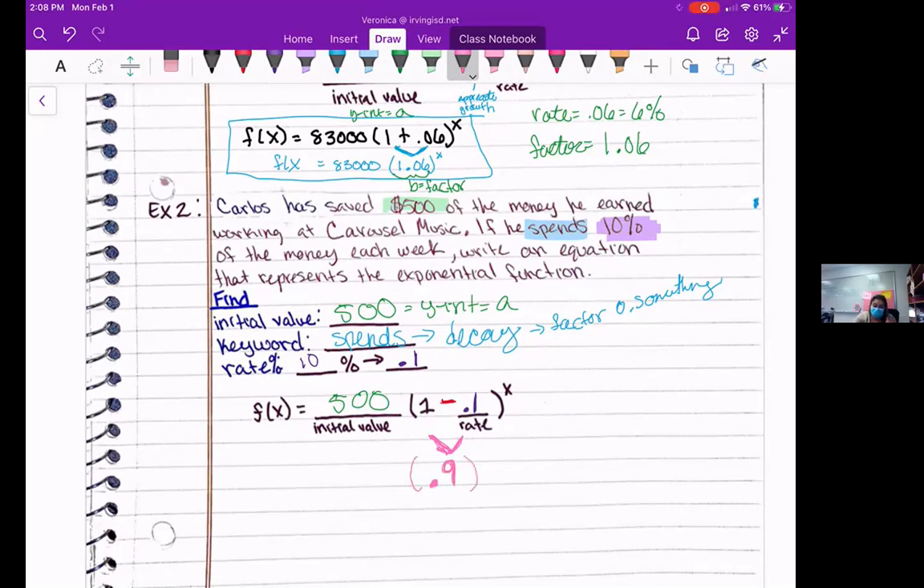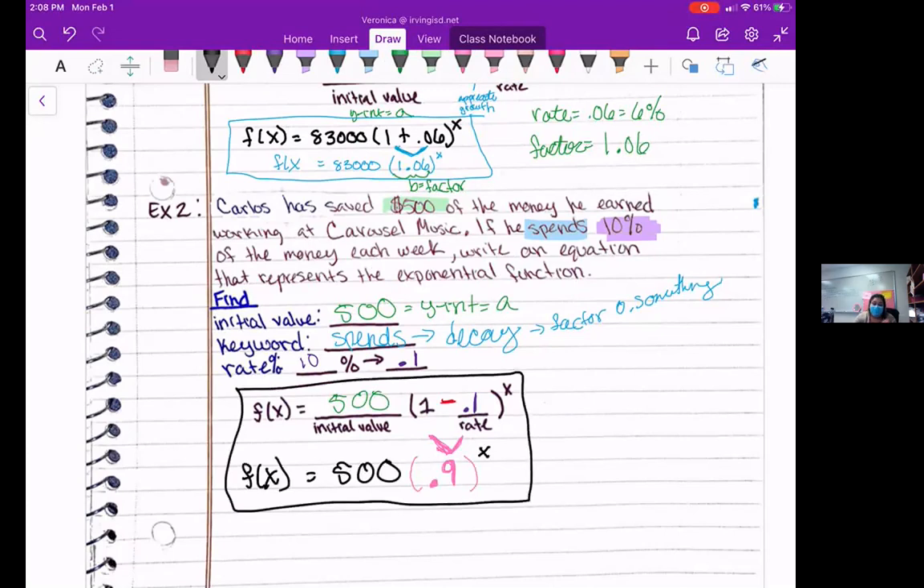So inside my parentheses, 1 minus 0.1 is 0.9. And we have to the power of x, and don't forget your 500, right? Both of these are correct. Your answer choice could look like either one of these. Now, how can you check and verify that this is correct? Well, we know that it had to be DK, and we know with DK, your factor is 0 point something. Your factor here is 0.9. Your rate is 0.1, which is 10%, right?